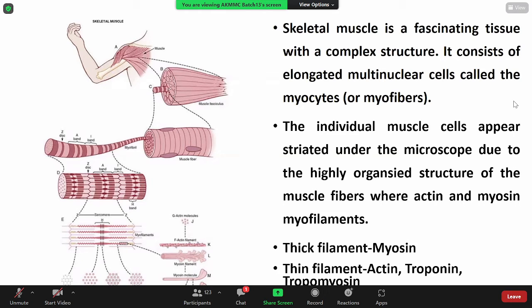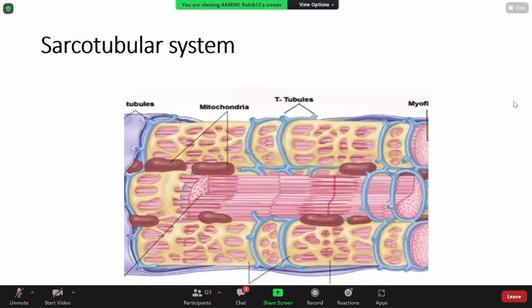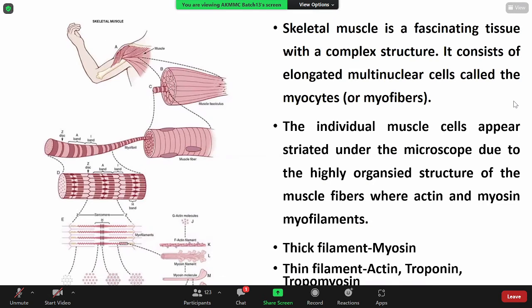Now, the light bands contain only actin filaments. We all know that these light band actin filaments are thin filaments. When polarized light passes through this filament, it is isotropic. Isotropic means the light can pass through the object, such as glass.